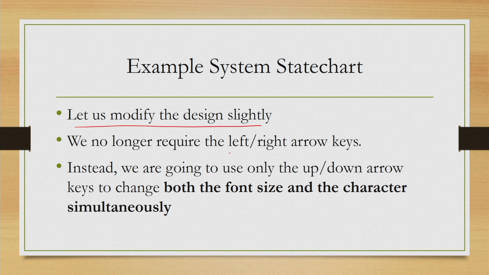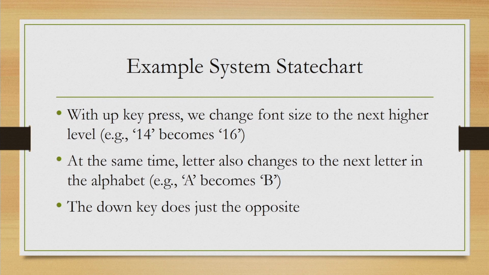Suppose we are dispensing with the left right arrow key. So, what we are left with is only the up down arrow key. Now, this arrow key we are using to change both font size and character. How is that possible? Let us see. If we press the up key, then the font size changes to the next higher level, that is 14 becomes 16, and at the same time, simultaneously, the letter also changes to the next letter in the alphabet, that is A becomes B, and the down key does exactly the opposite of this.